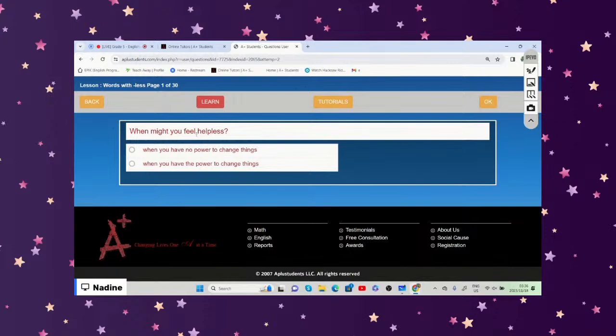When might you feel helpless? Remember, less means without. So when might you feel without help, which is like helpless? Is it when you have no power to change things or when you have the power to change things?